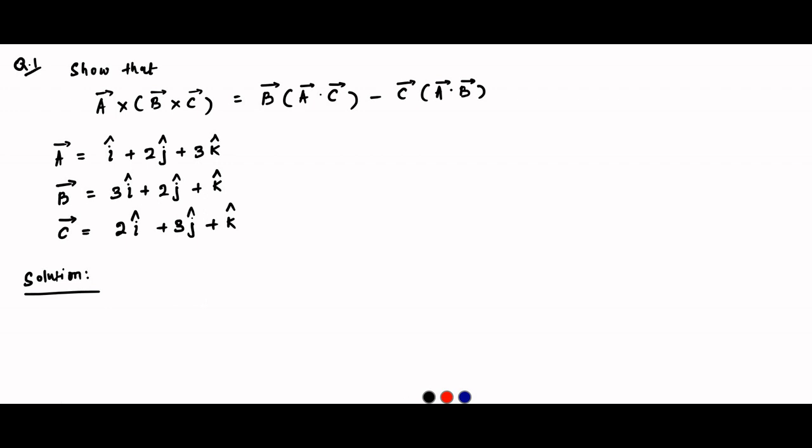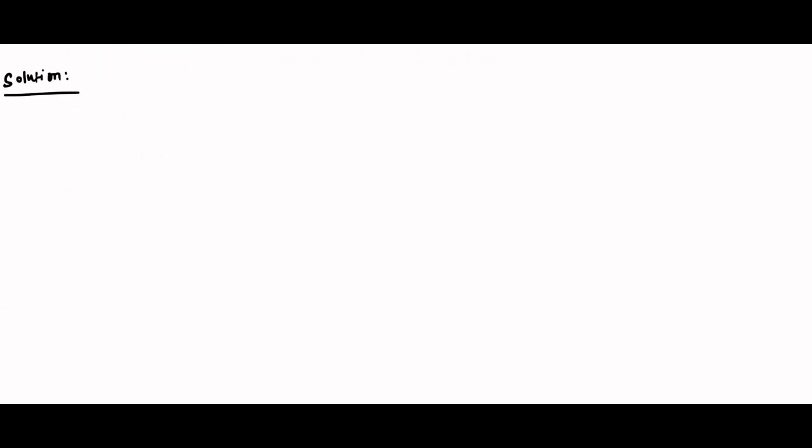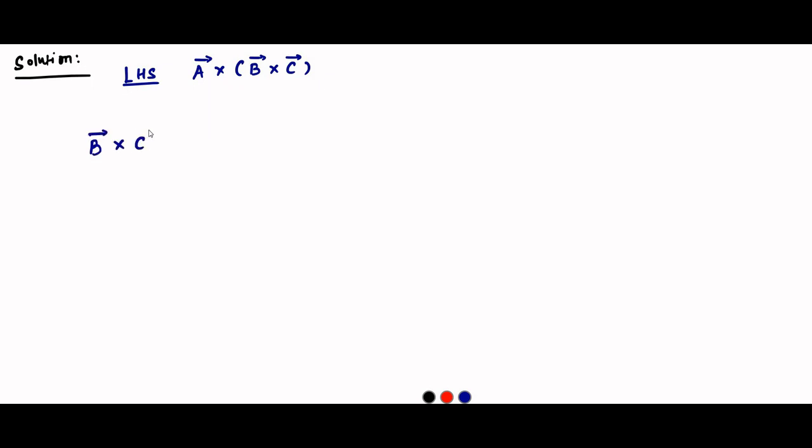Okay, so let us do that. So first we have to prove LHS and RHS. For that, first we have to calculate the LHS side, which is a vector cross b vector cross c vector. So first we'll determine b vector cross c vector.